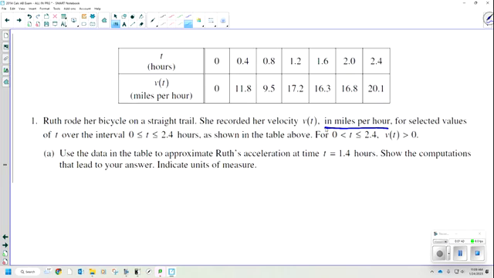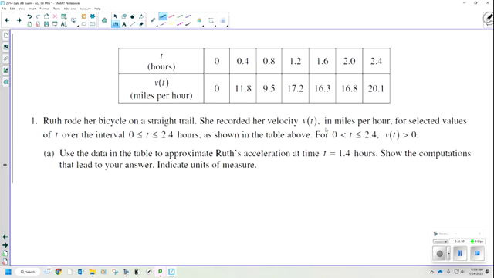Notice they don't have greater than or equal to right there, because velocity is actually 0 at time 0. That's not a big, huge deal, but just something to note.